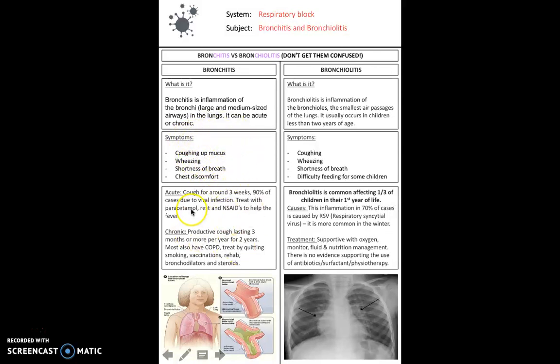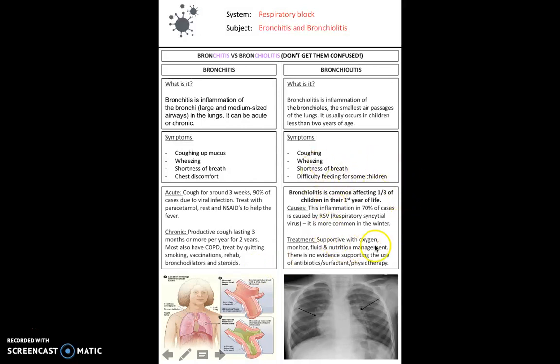As we've already said, bronchitis can be acute or chronic. An acute form is where you have a cough for around 3 weeks. Usually it's due to a viral infection, but you can treat this quite easily with paracetamol, rest and NSAIDs. On the other hand, the chronic condition is quite a lot more severe. This is where you have a productive cough lasting 3 months or more per year for more than 2 years. Most of these patients also have COPD, which can be quite linked to smoking, and therefore treatment really focuses on bronchodilators, steroids, and the patient being able to stop smoking.